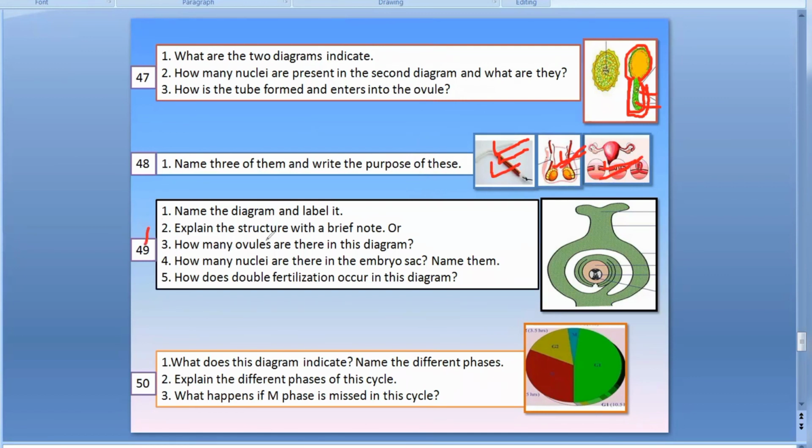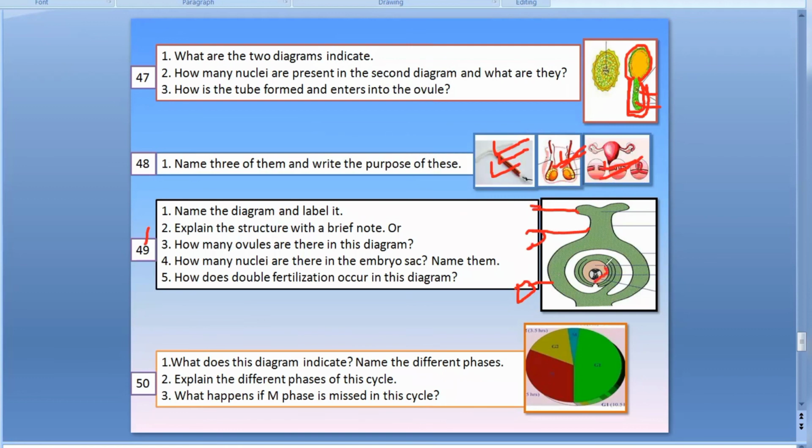Question 49: name the diagram and label it. The diagram indicates the fourth floral part, the last part at the center of the flower. So it is the gynoecium. The gynoecium has three important parts. The pot-like structure is called the ovary, the stalk-like part is called the style, and the upper one is called the stigma. So: ovary, style, and stigma.